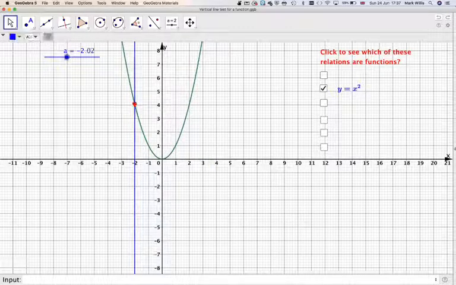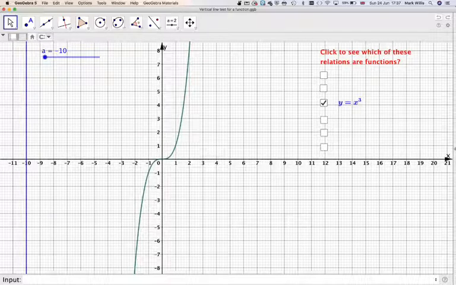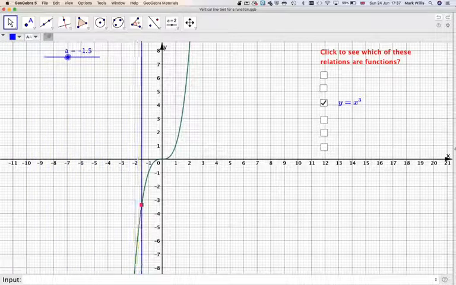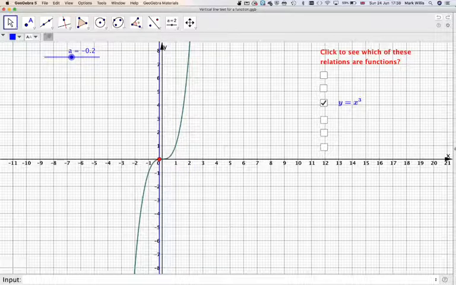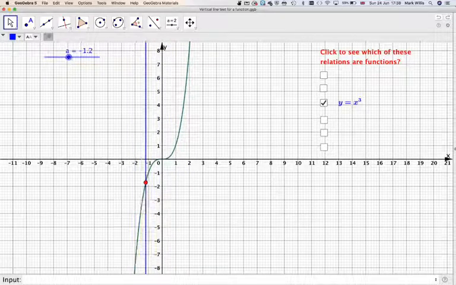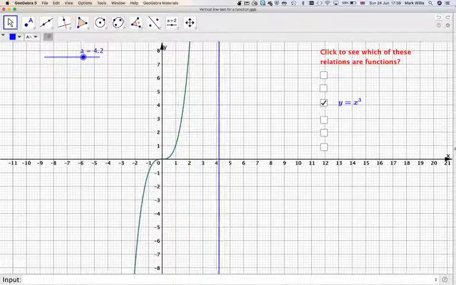Right, let's look at the next one, which is y = x cubed. Here we've got the graph of y = x cubed. If we move our line across, again the red dot appears just once. So this relation is a function as well, and again it's a 1-to-1 function, because if you take 2, for example, it maps onto 8, and then -2 maps onto -8.